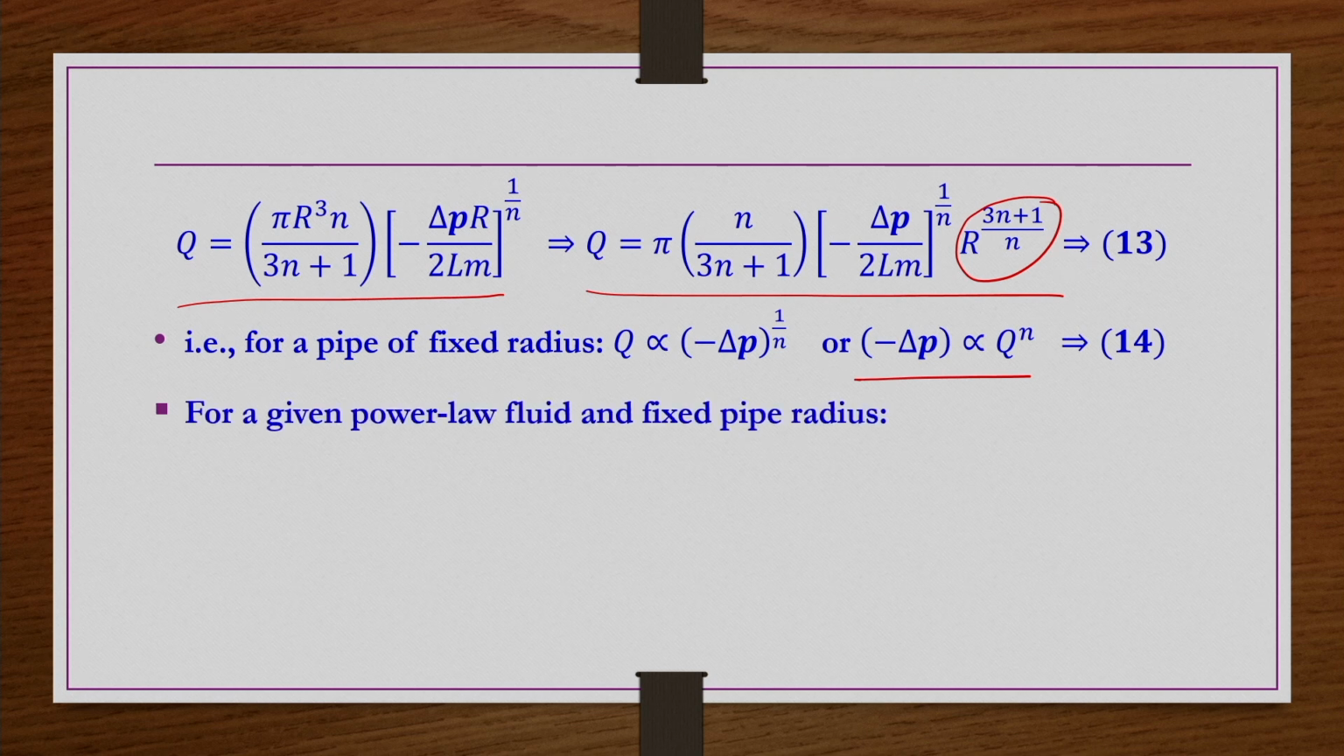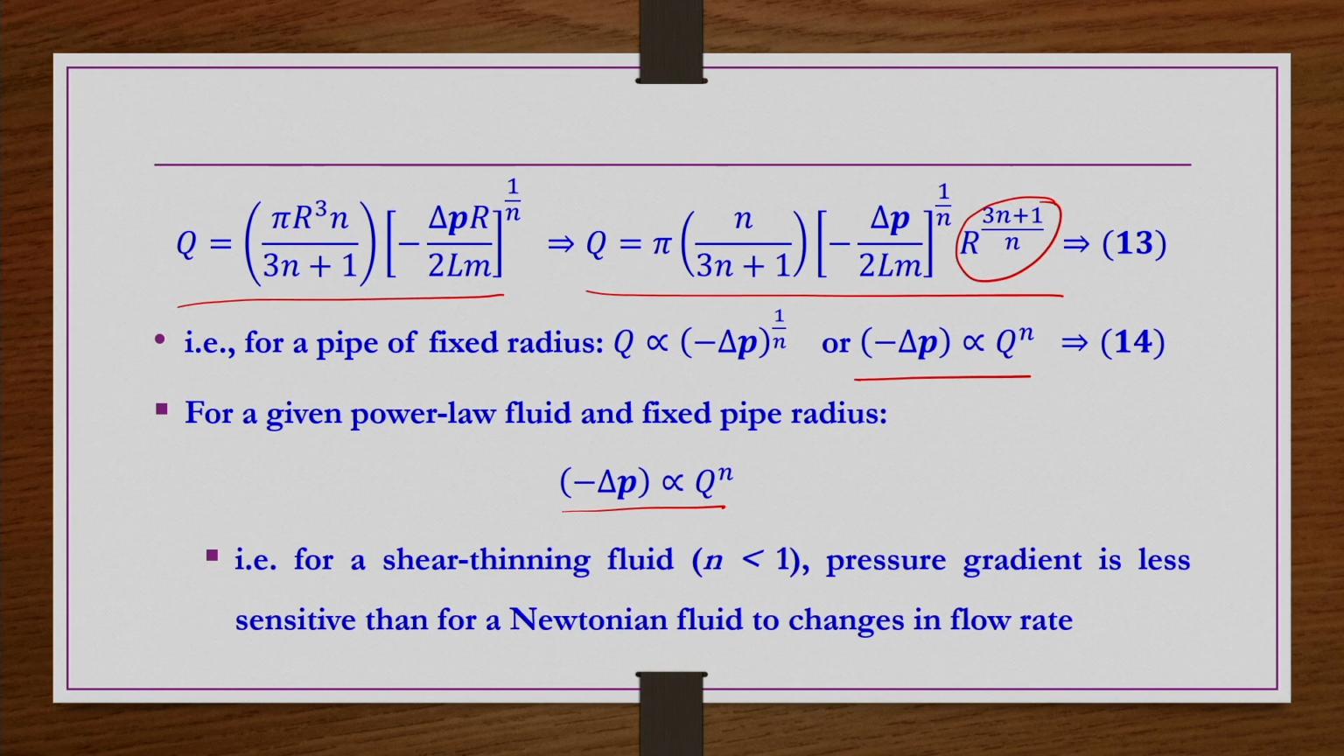So, for a given power law fluid and fixed pipe radius, minus delta P is proportional to Q power n. That means, for a shear thinning fluid, the pressure drop is less sensitive than for a Newtonian fluid to changes in flow rate, because n is less than 1. So the pressure drop would be less sensitive compared to the case when n is equal to 1.